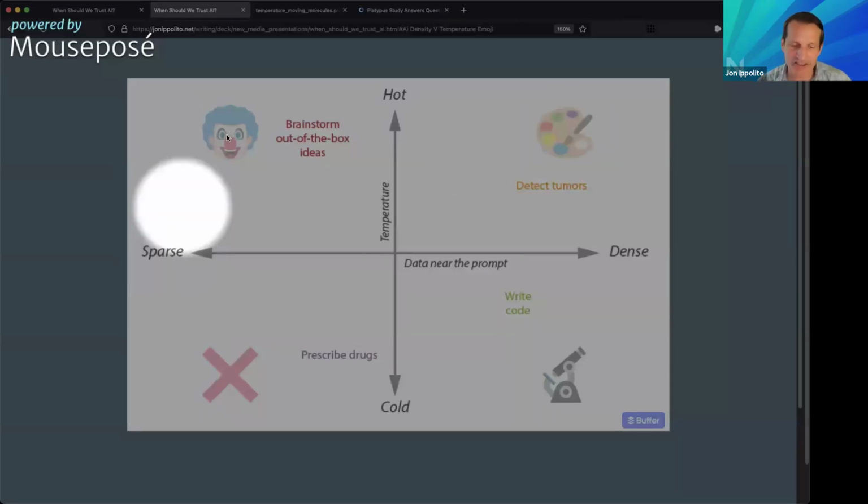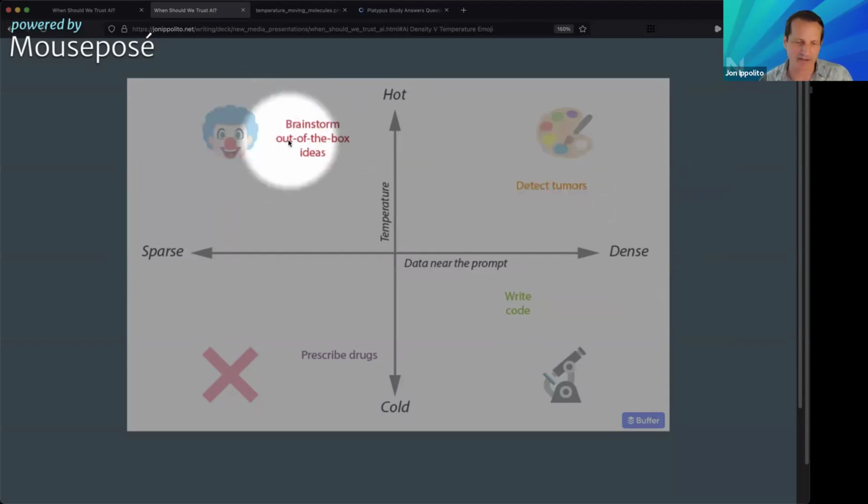When you have sparse systems, it can still be really creative, but you have no idea what you're going to get. And it might be kind of wacky, right? So out of the box ideas, a lot of those are going to be things you're going to throw away, right? In the case of tumors, because there's so much data that's been investigated, you're likely to get some valuable information, even if some of the anomalies turn out not to be cancerous. That's still valuable.